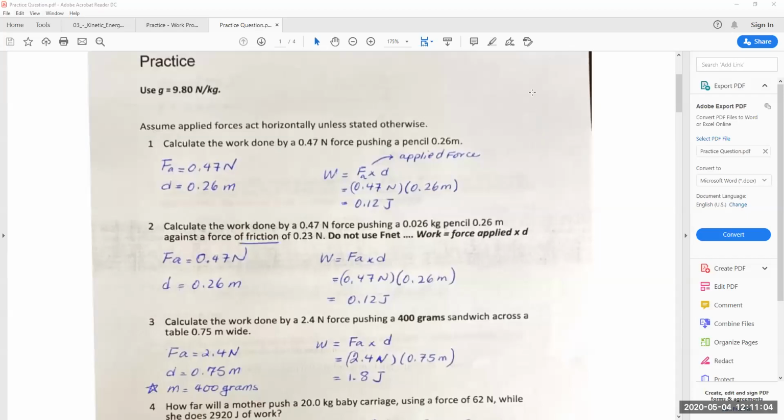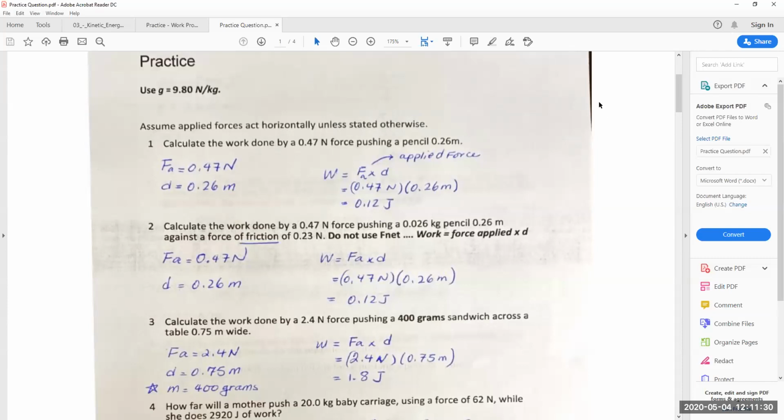Hello, everybody. This is basically the answers to practice questions. I hope everything is crystal clear for you, but I just want to go over them quickly to make sure we have a clear understanding of what the question is asking. In the worksheet, everything is clear.